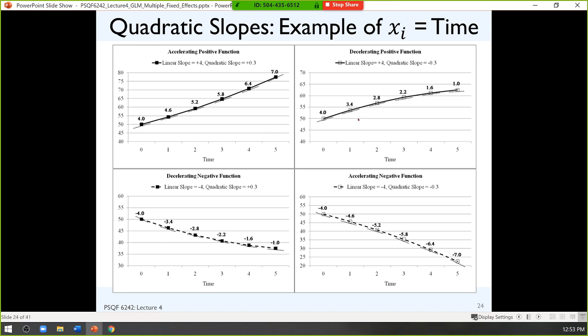So you will have a question about this on your homework. You have to pick between more positive, less positive, more negative, less negative. And it just depends on what the linear slope is as your starting point. If the linear slope is positive, then the quadratic makes it either more positive or less positive. If the linear slope starts out negative, then the quadratic slope makes it more negative or less negative. So you can narrow down the choices by knowing where your reference point is, which is the linear slope.